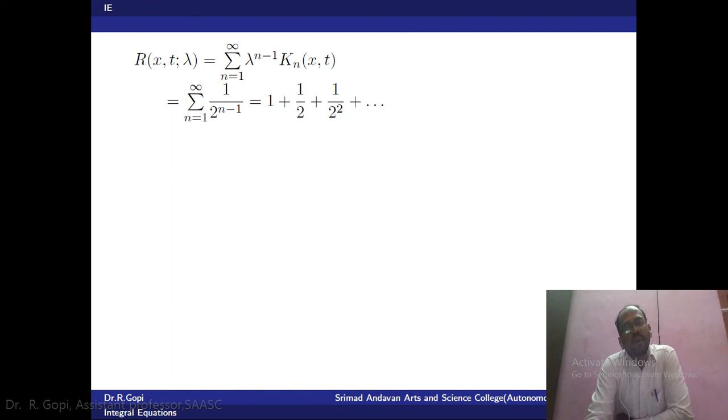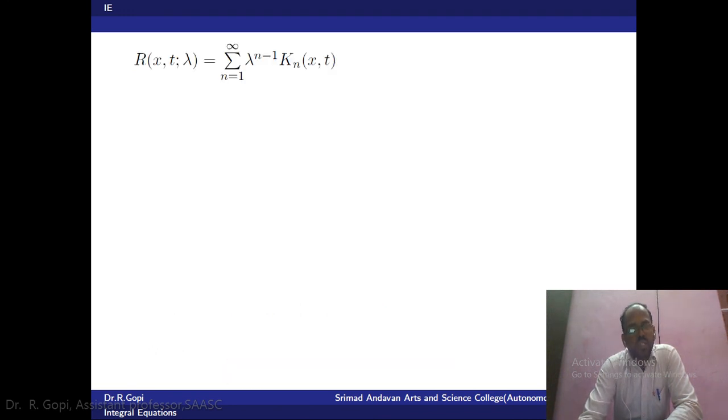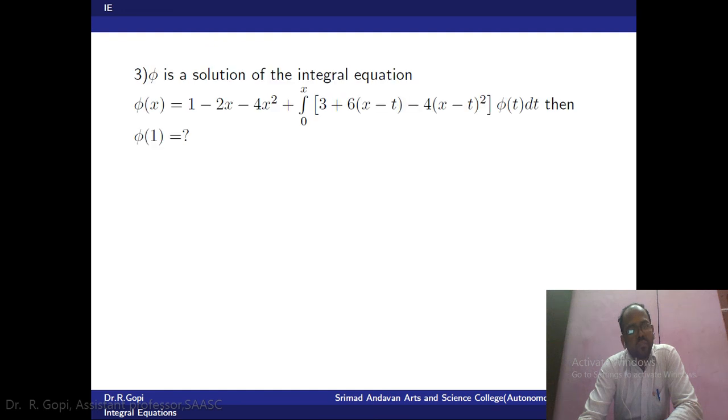So this is a geometric progression, 1 plus 1 by 2 plus 1 by 2 square and so on. Since 1 by 2 is less than 1, the sum is 1 divided by 1 minus r, that is a divided by a minus r. So 1 divided by 1 minus 1 by 2, cross multiply, 2 minus 1, so that is 1 divided by 1 by 2, which is 2. So option B is the correct option.